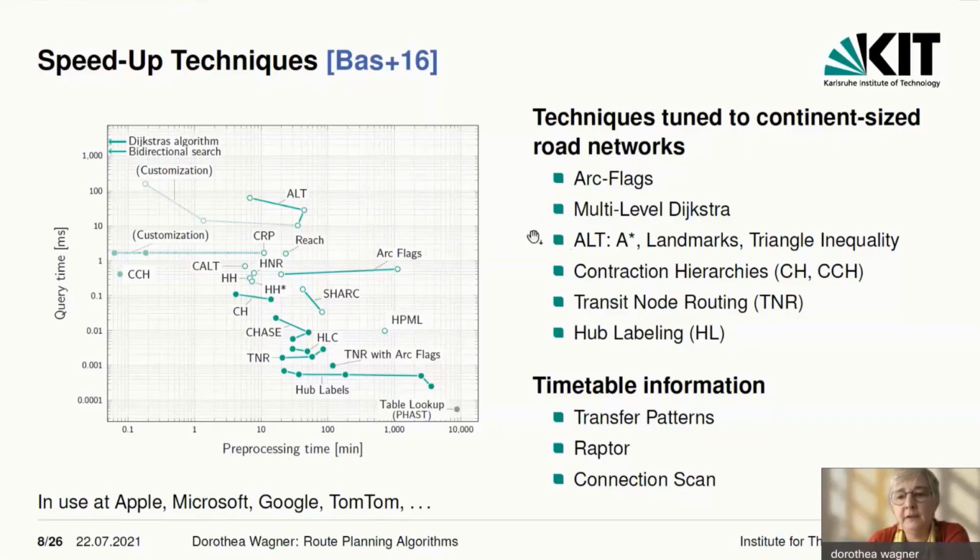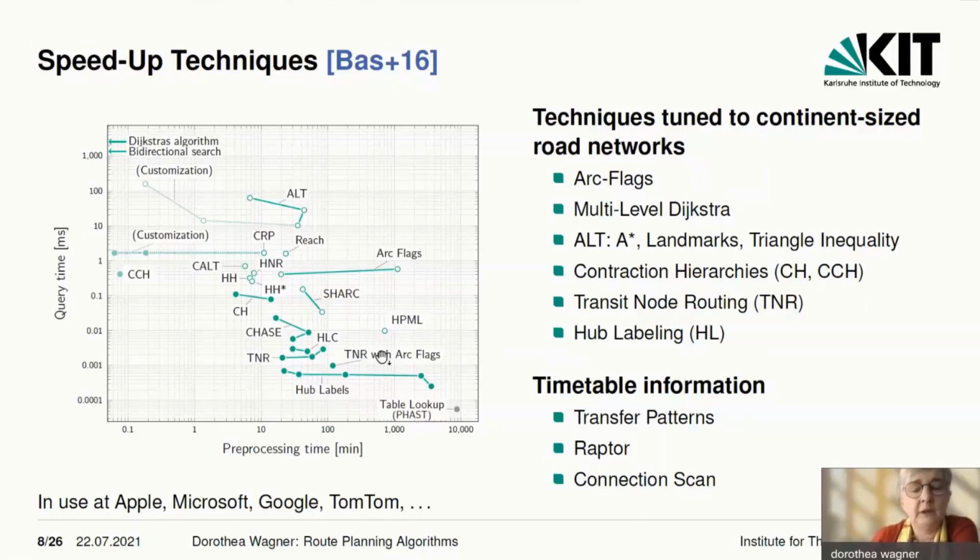From these techniques mentioned here, arcflex, multi-level Dijkstra, ALT, contraction hierarchies, and so on, I will explain in more detail multi-level Dijkstra on one hand, and contraction hierarchies on the other hand. I will also shortly mention hub labeling. Timetable information techniques like transfer patterns, Raptor, connection scan, and so on will be explained in more detail in the subsequent talks by Jonas Sauer this afternoon.